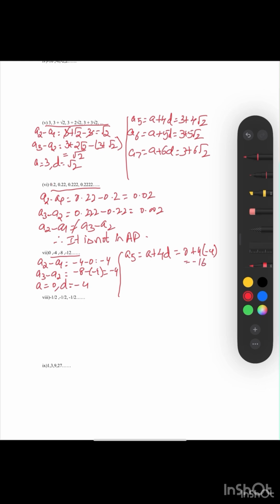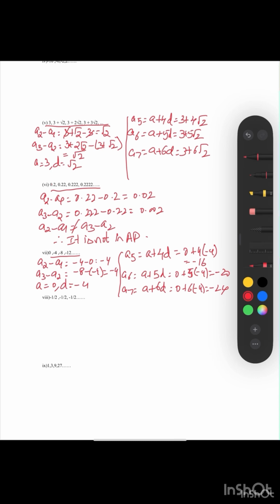a6 will become a plus 5d. Since the first term a is 0, this will become 0 plus 5 into minus 4, which is minus 20. a7 will become a plus 6d. In place of a we have 0, so 0 plus 6 into minus 4, which is minus 24.